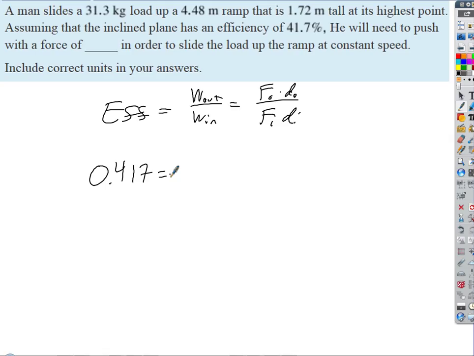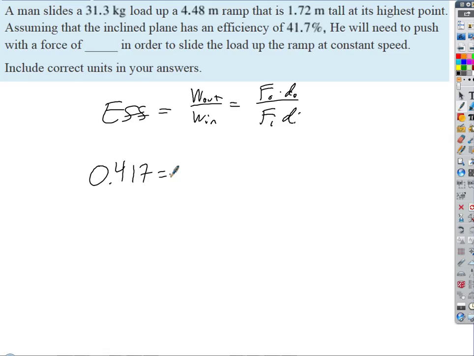Kate, disagree with us. No. That was my disagreement. Okay, with his disagreement, that's not what we're trying to find. We're trying to find input force, aren't we? You want to know what he's doing to the box. He's pushing on the box on the ramp, right? So that's the input force. So what's the output force?